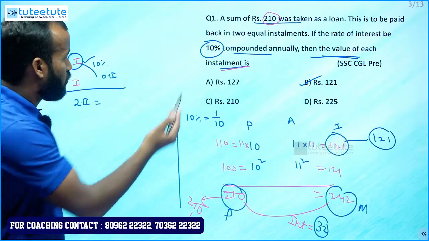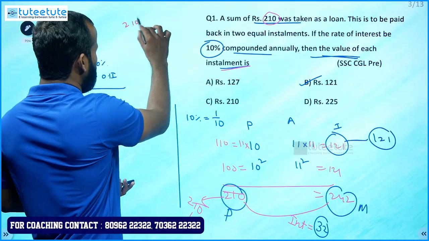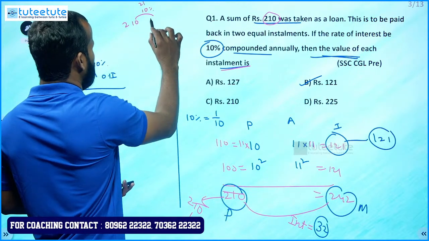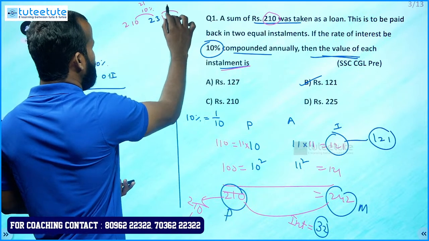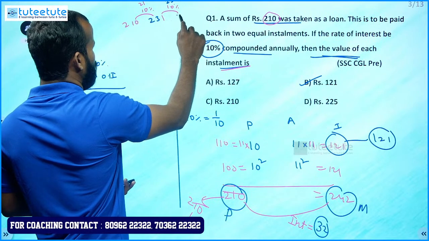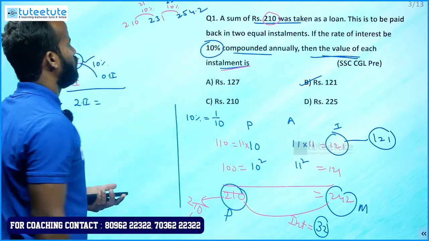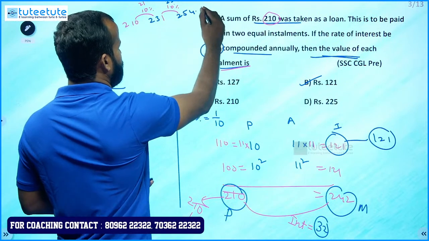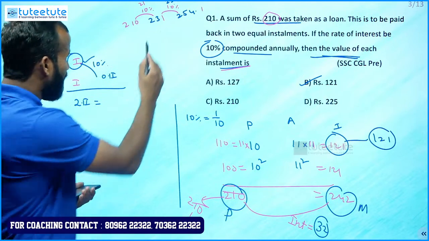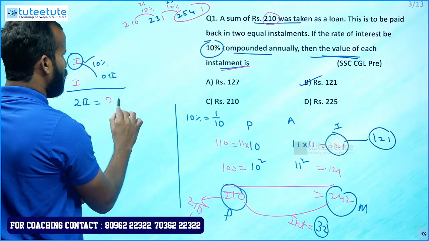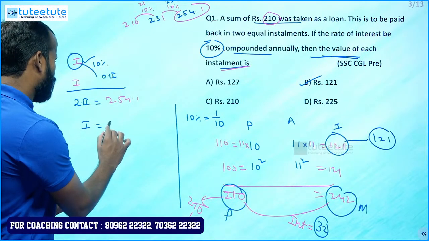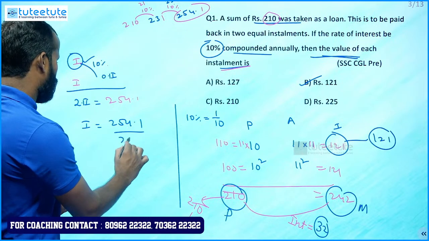In compound interest, the amount of 210 at 10% gives how much? 21, right? So 231. Again 10%, so how much? 23.1. So how much will we get? 254.1. Let me check, yes, 254.1. So this is the amount. If you equate this, 254.1, you're going to get each installment I equal to 254.1 divided by 2.1.